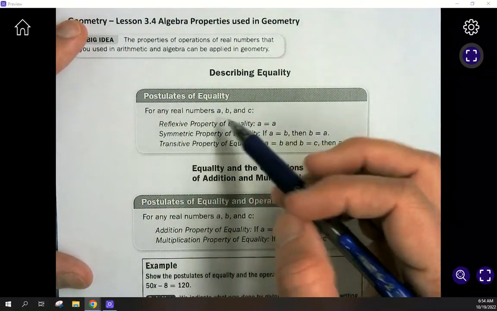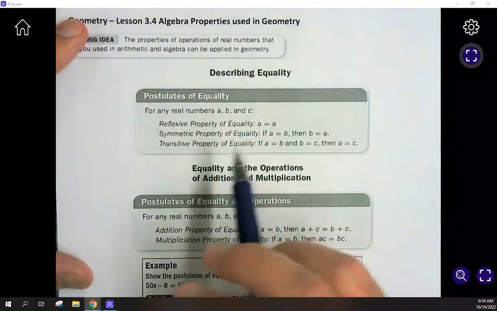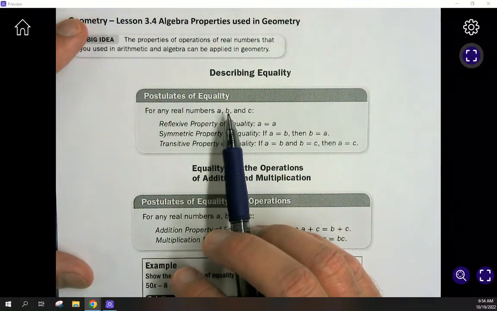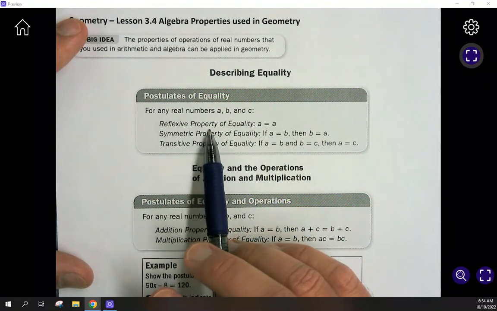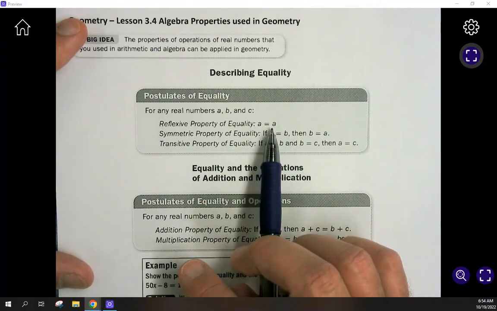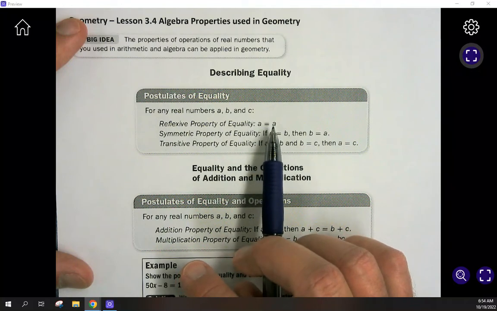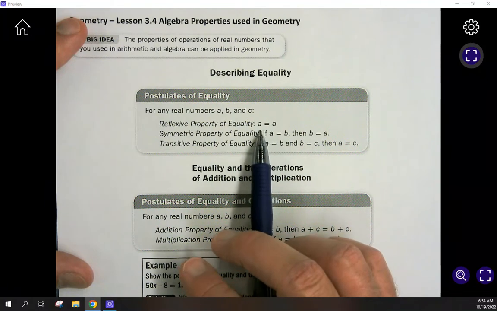So for any real numbers, A, B, and C, don't be confused by that math jargon. They're just representing three different numbers with A, B, and C. We have the reflexive property of equality where A equals A. That's one that we really don't talk about very much because it's just saying that any number can represent itself. And so it's something we already know, it's something we assume.